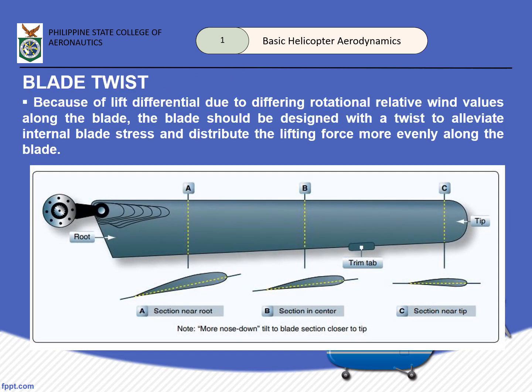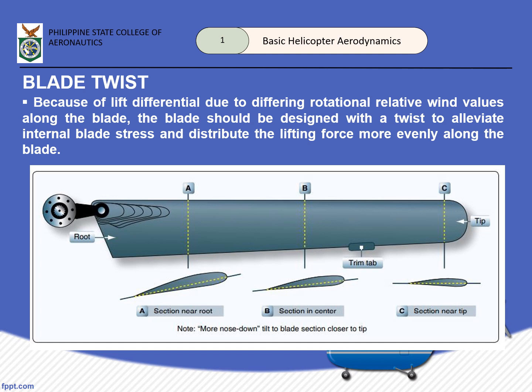Now we have blade twist. Because of lift differential due to different rotational relative wind values along the blade, it should be designed with a twist to alleviate internal blade stress and distribute the lifting force more evenly along the blade.